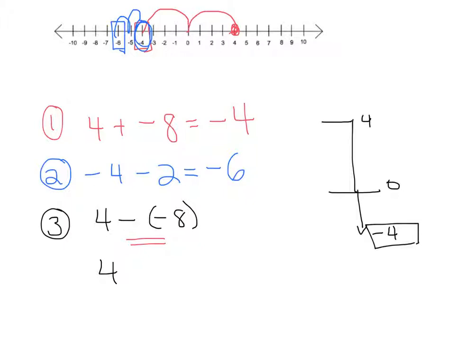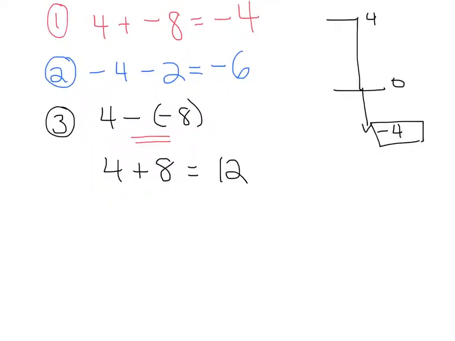So what I like to do is rewrite the problem. So 4 minus negative 8 can be rewritten as 4 plus 8. And now that looks a lot nicer because 4 plus 8 is just 12.